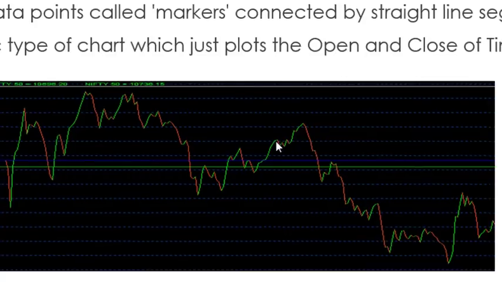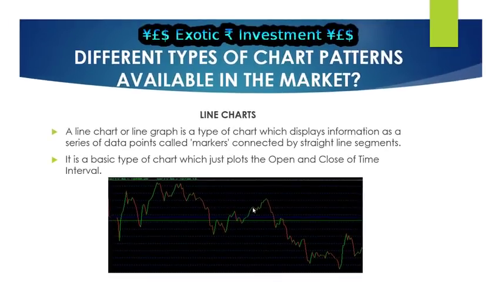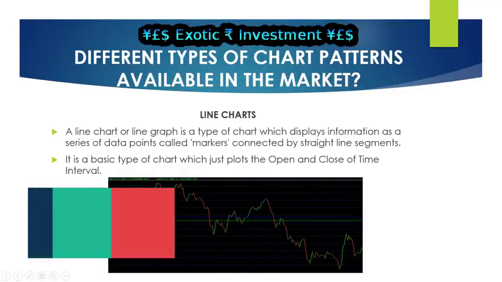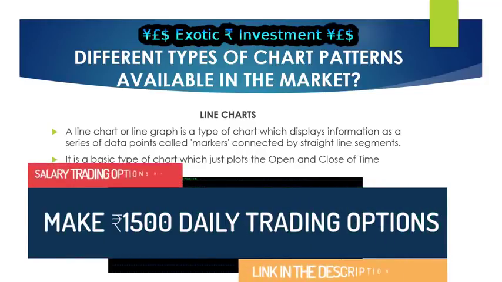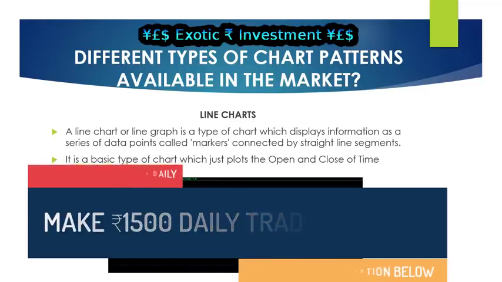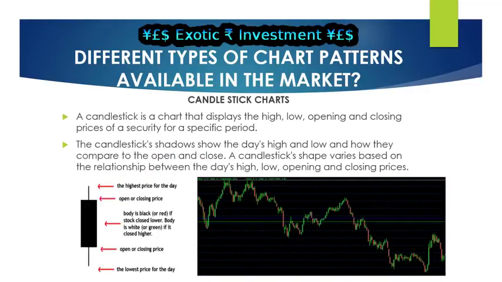If it is a 1 minute, weekly, daily, monthly, whatever it is, within that particular interval, if it is going down, it will be in red. If it is going up, it will be represented by green in the line chart. It is a basic type of chart which plots the open and close of the time interval. At what place it opened and what place it closed is the only thing it will represent in the line charts. What about candlestick charts?